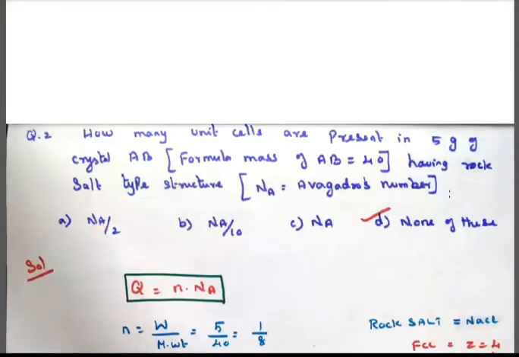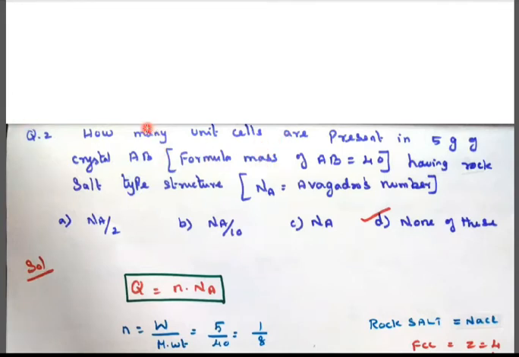How many units are present in 5 gram of crystal AB? The formula mass of AB is 40, having a rock salt type structure, and Na is the Avogadro number. Options: Na by 2, Na by 10, Na, that is Avogadro number by 2, Avogadro number by 10, Avogadro number, and none of these. Formula mass is nothing but molecular mass.